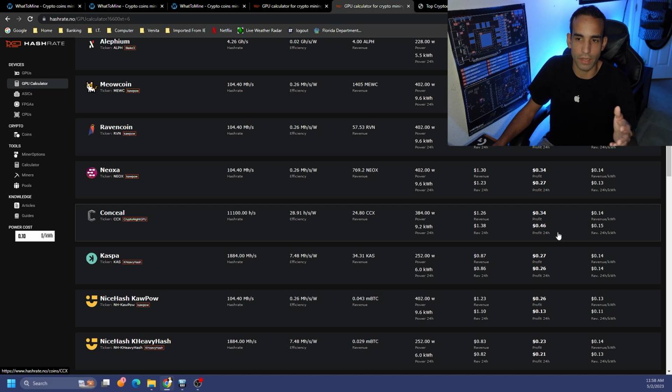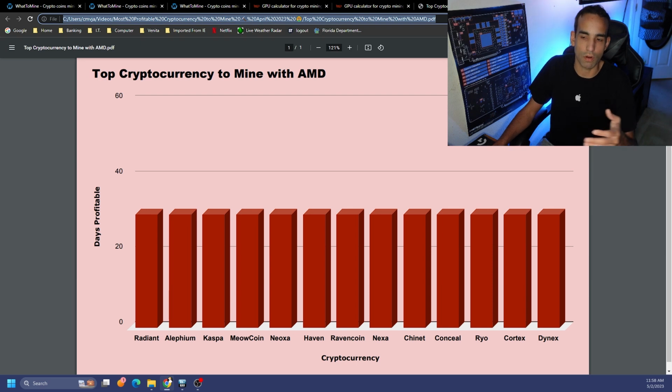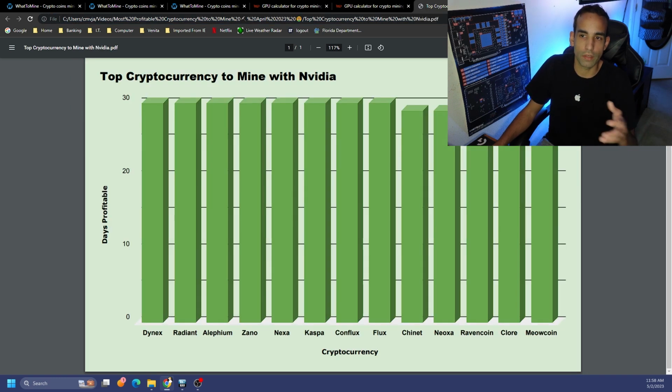So again, in the ballpark, anywhere from $1.25 to $1.50 is what six of these cards, whether you're AMD or NVIDIA, are going to do. But how efficiently you run these cards is really what's going to determine your actual profits because of cost, electricity, and everything. As far as what to mine if you had a mixed rig.